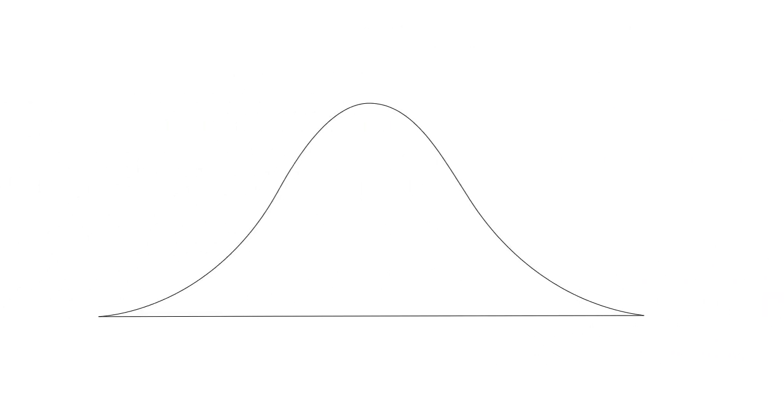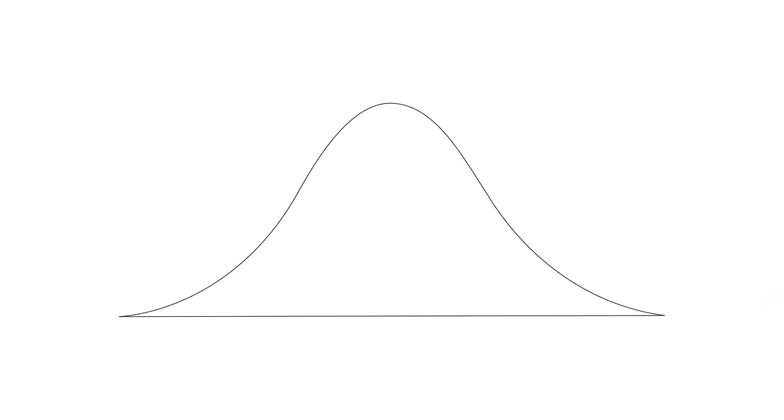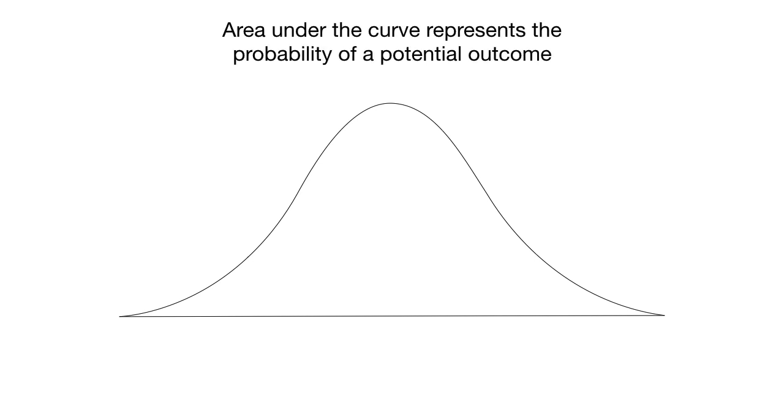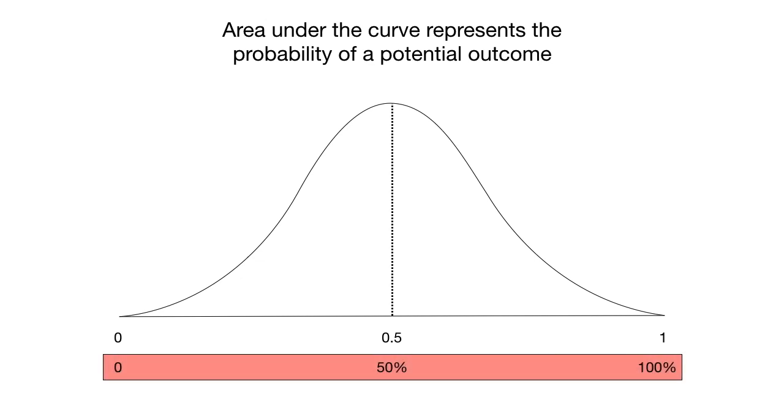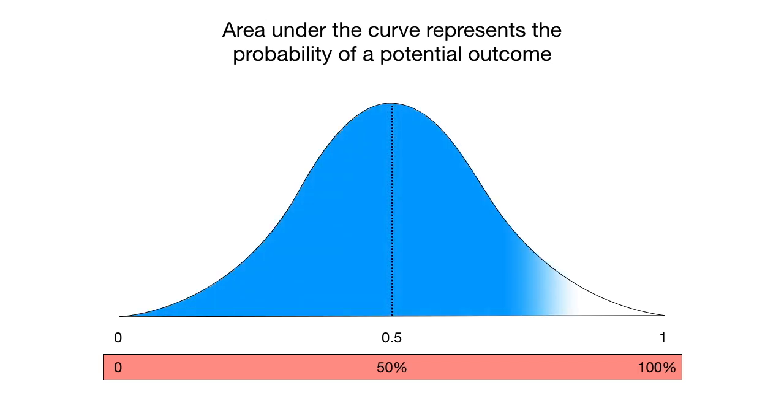So let's look at this distribution and think about a distribution curve like this as an area. The area under the curve represents the probability of a potential outcome. So it ranges from 0 to 1, with 0.5 being right in the middle. If you want to think about it in percentage terms, think about it as 0 to 50 to 100%. A 100% probability on a normal distribution would look like that, where it's all filled up. So there's no probability that anything is outside of the 0 to 1 range.